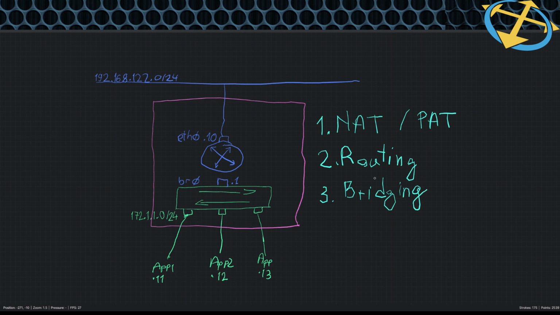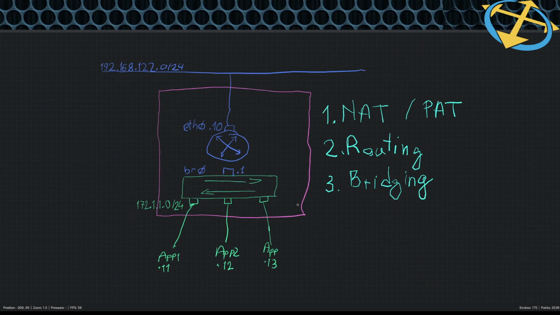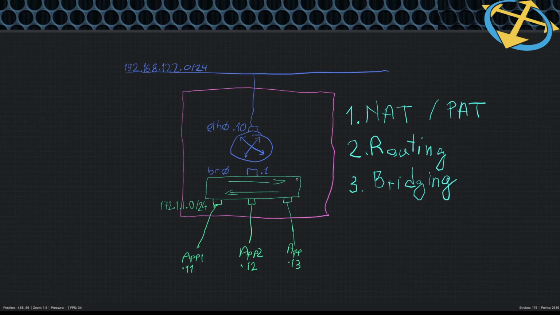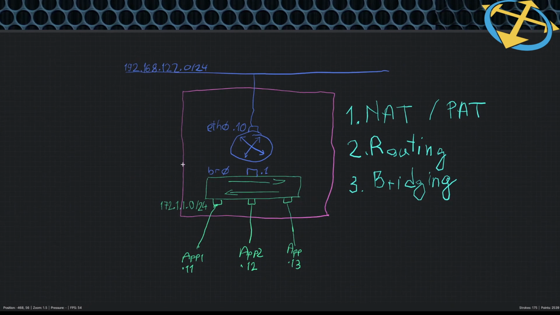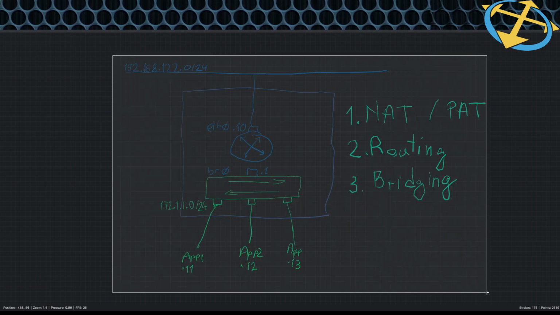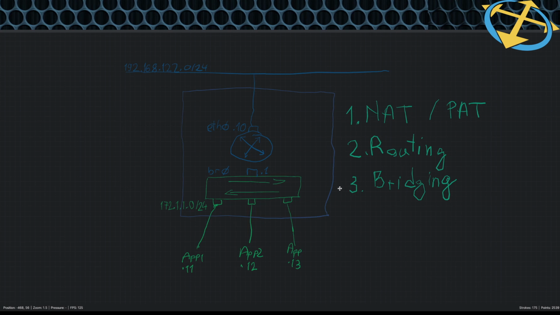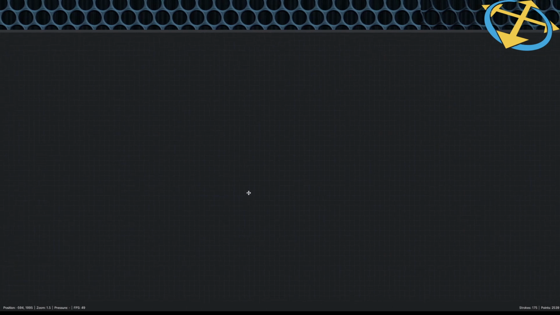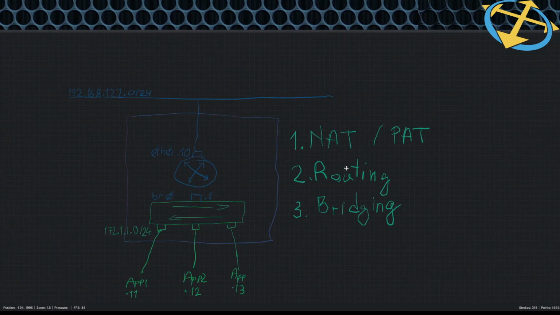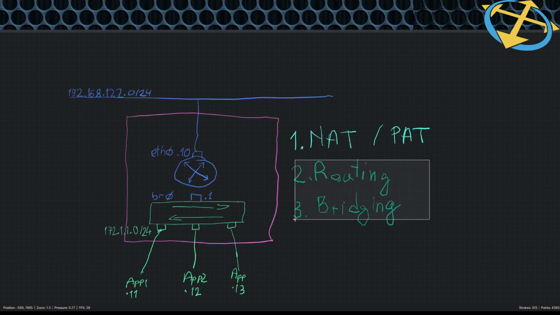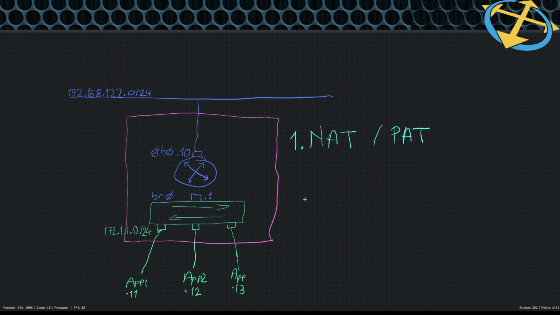So I can route, and then I can do bridging. Let's take this one by one and explain them. I will copy this drawing and place it right here. So we are discussing the first option, NAT and PAT.